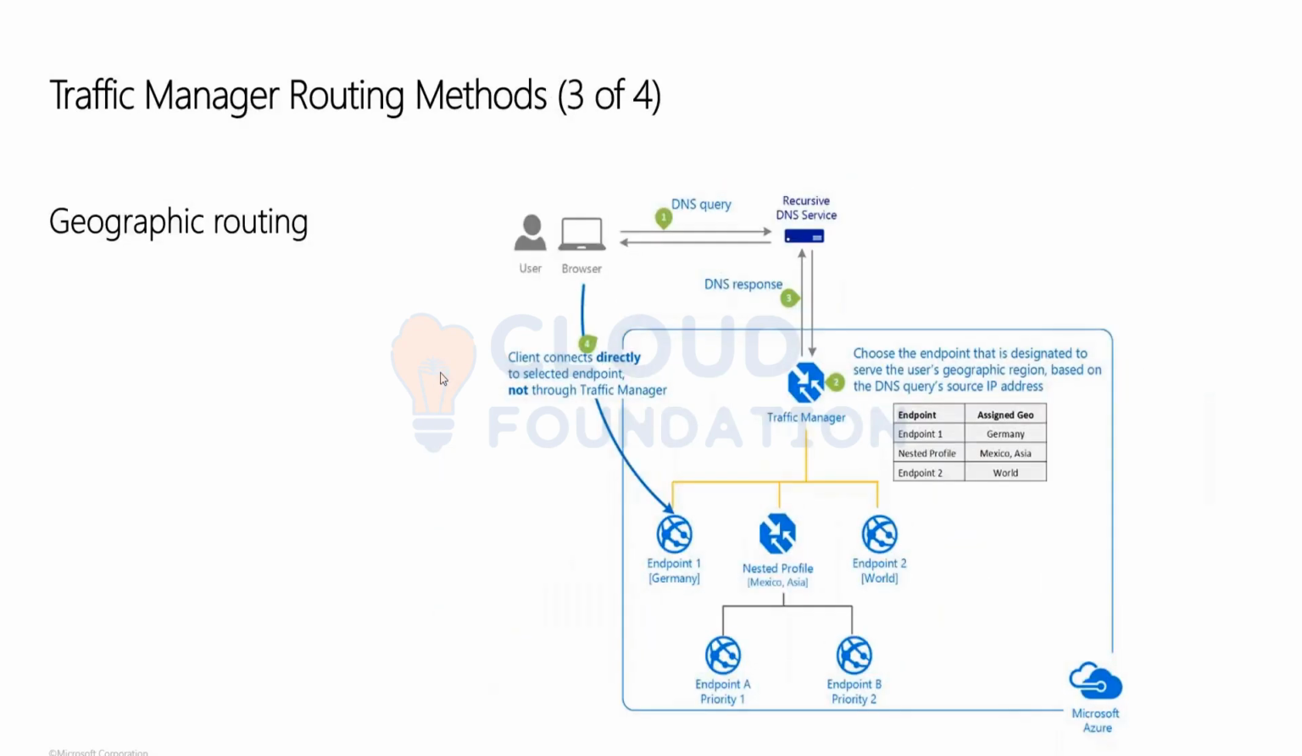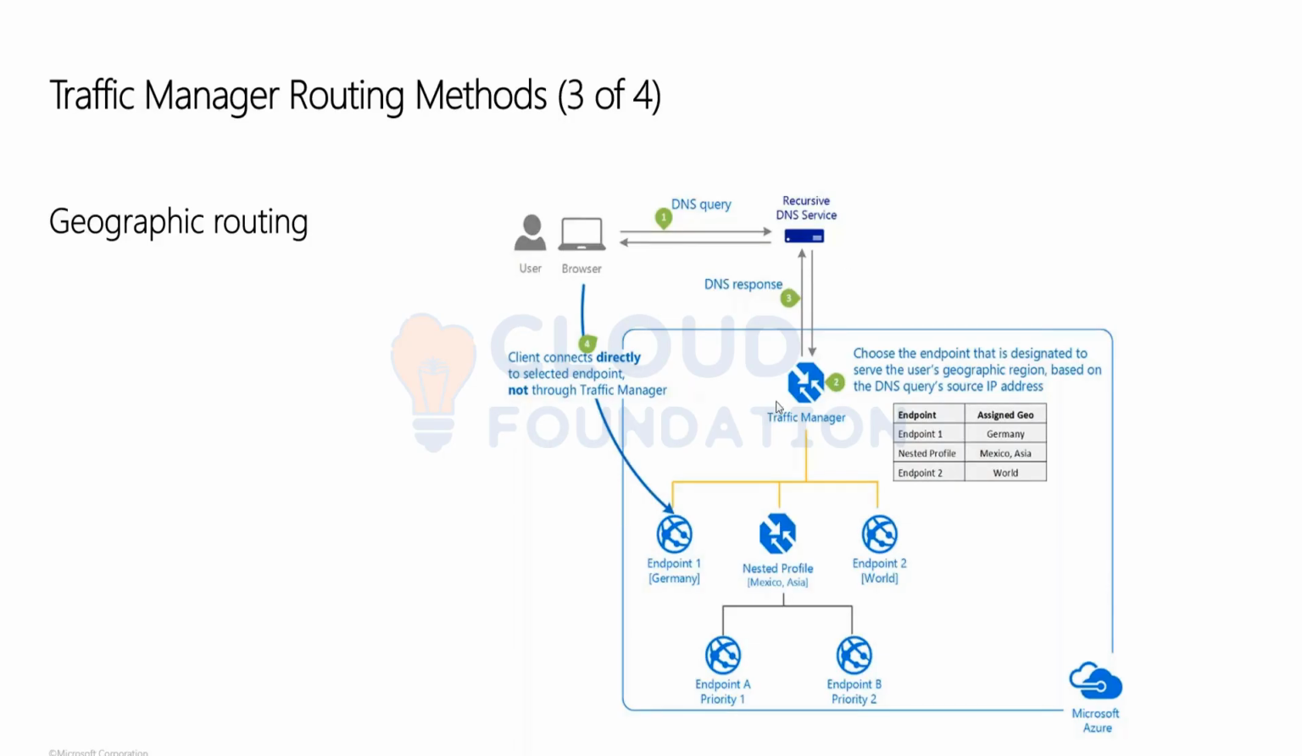Third member that you see is geographic routing. Depending upon what is the geographical location that you have and where is the user request coming from, whichever is the nearest location, it will start mapping to that endpoint.